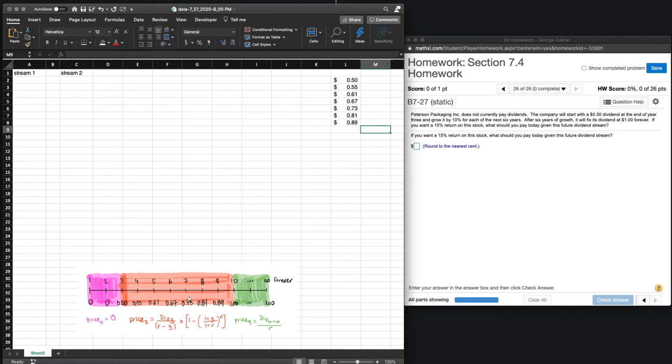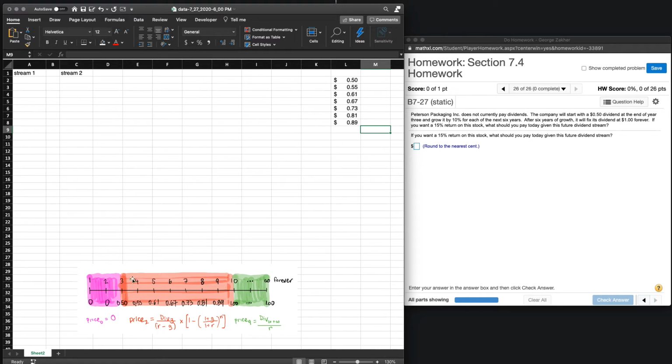All right. So once we hit those 6 years, the end of year 10, it looks like we start paying a constant dividend of $1 forever. So it looks like here we're dealing with a perpetuity. In other words, we have 3 streams. Stream 1 is purple, stream 2 is our orange section, and stream 3, which we'll get to in a moment, is our green section. But let's take a look at stream 2.